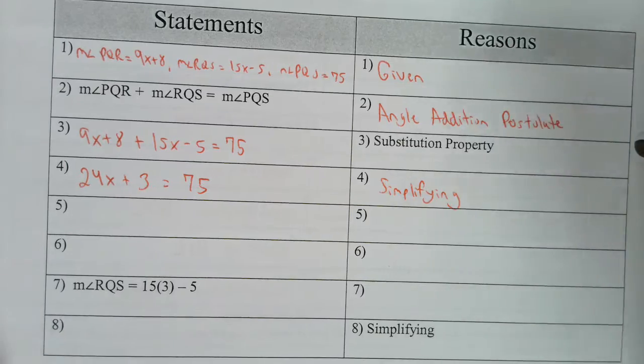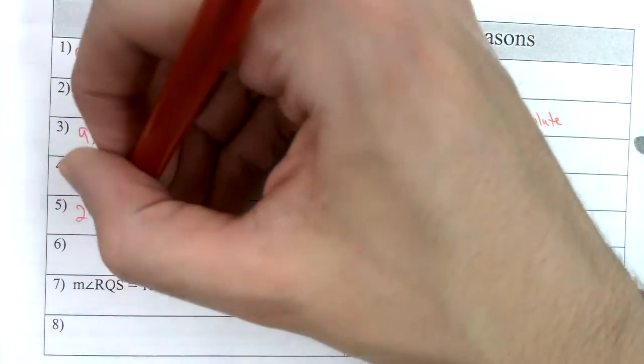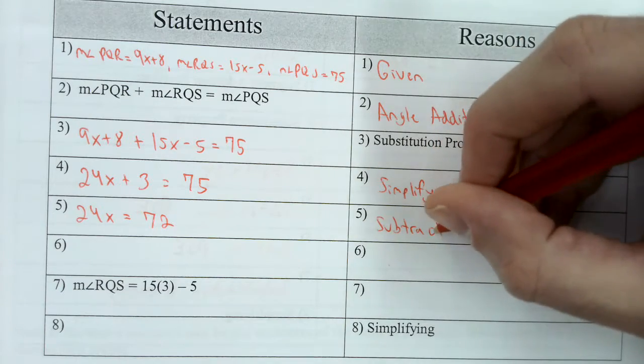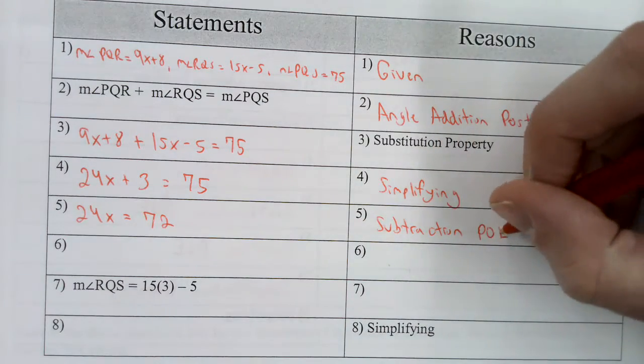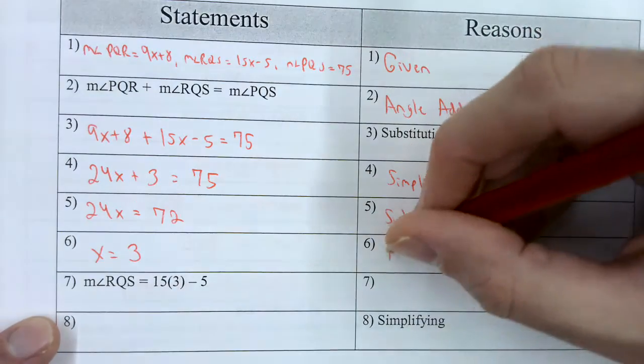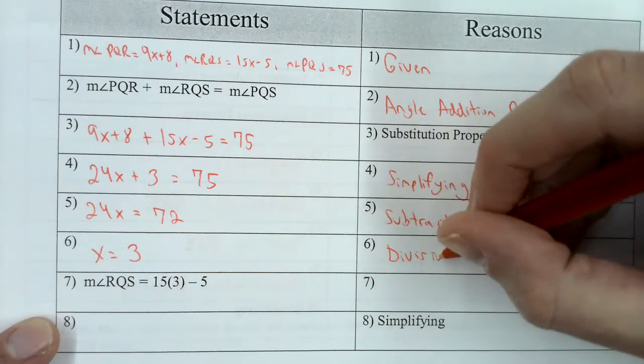Now I'll subtract 3 on each side to get 24x equals 72. Subtraction property of equality. And I'll divide each side by 24 to get x equals 3. Division property of equality.